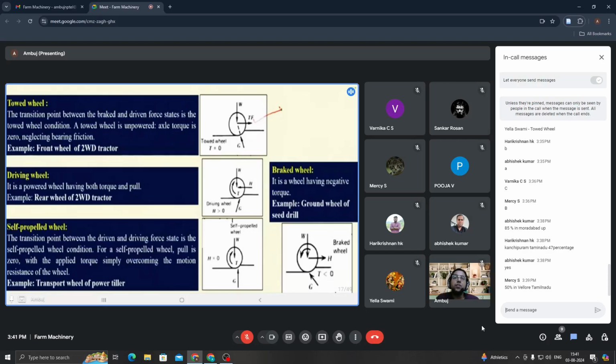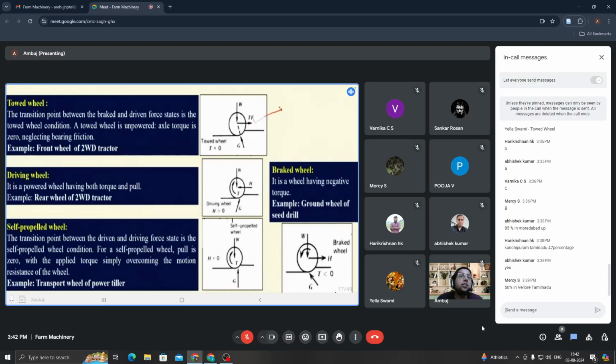Self-propelled wheel is in the transition between driven and driving force state. Pull is zero in this case. No pull is acting. Still, due to the applied torque, it is able to overcome the motion resistance or the friction from the soil. That is why it is known as a self-propelled wheel.